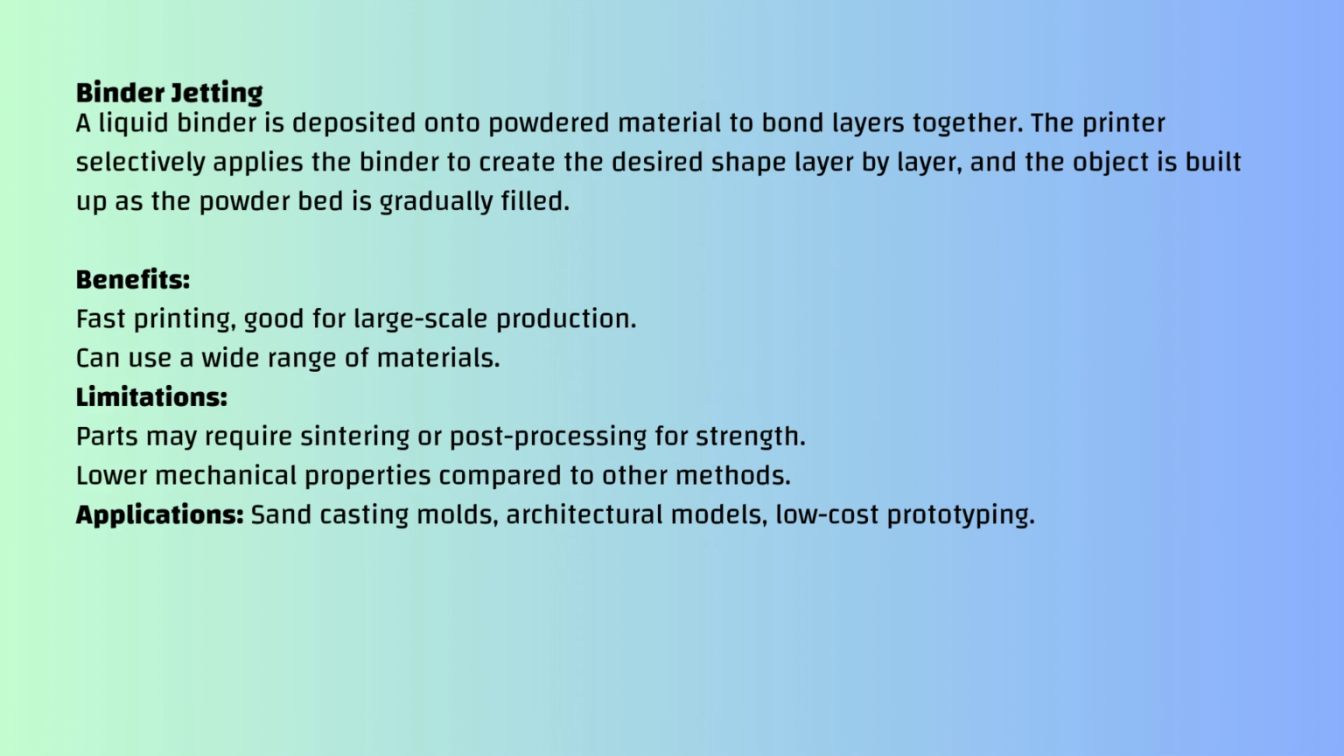Binder jetting is scalable, fast, and capable of producing large parts. It's used for full-color prototypes, sand casting molds, and low-cost metal components. However, mechanical properties rely heavily on post-processing, and shrinkage can occur during sintering.